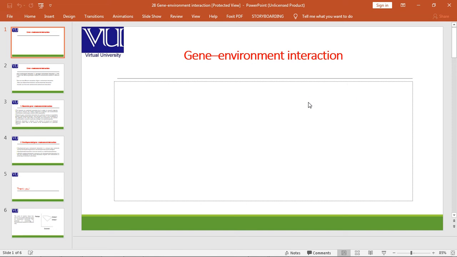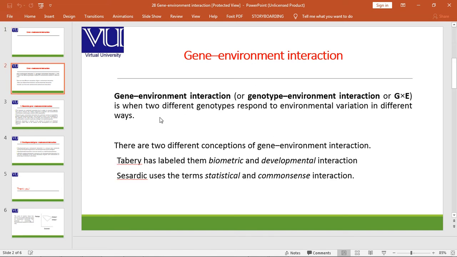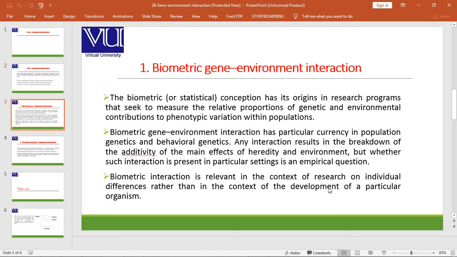So the topic is gene-environment interaction. Gene-environment interaction, genotype-environment interaction, and G cross E is when two different genotypes respond to environmental variation in different ways. There are two different conceptions of gene-environment interaction. Tabery has labeled them biometric and developmental interaction. Sesardic uses the terms statistical and common sense interaction. After that, biometric gene-environment interaction.